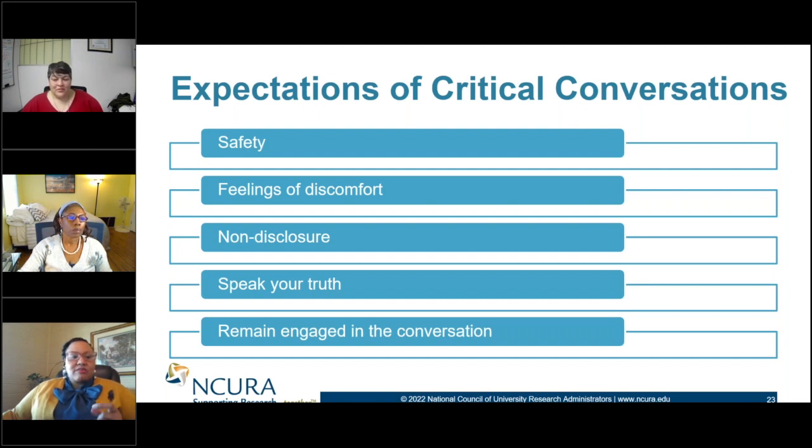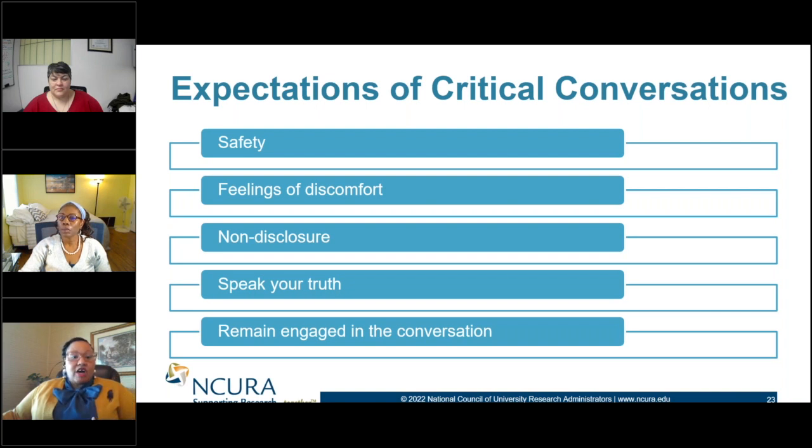So, some expectations before having critical conversations include guaranteeing that a safe space is available for the conversations to occur. A safe space is critically important here. Everyone will feel discomfort at some point during the conversation, but just continue to engage. There may be some non disclosure as you're having the conversation. However, that can be in an effort to protect others or to avoid retaliation because we know that happens as well. But these spaces are not a place for that, right? It's not a place for retaliation. It's not a place to be releasing confidential information that's discussed in that safe space.